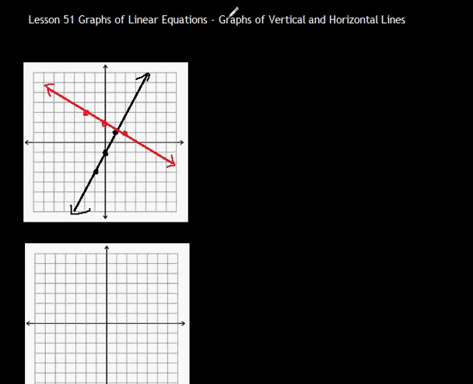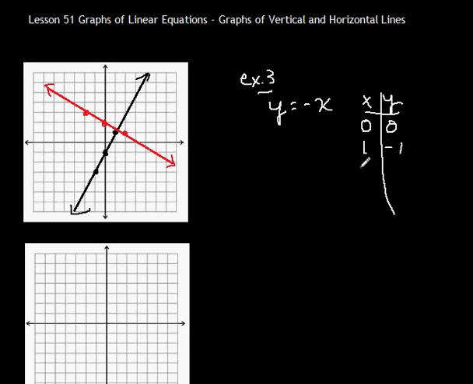Okay, let's do another one. This is example 3. Graph y equals negative x. Okay, this one, it's a little bit easier actually. Do your xy chart. Pick values. Let's put our 0 in, we get 0 out. If I put a 1 in, I get a negative 1 out. And if I put a negative 1, I get a positive 1.